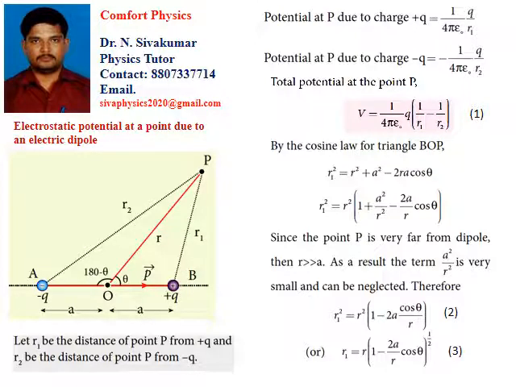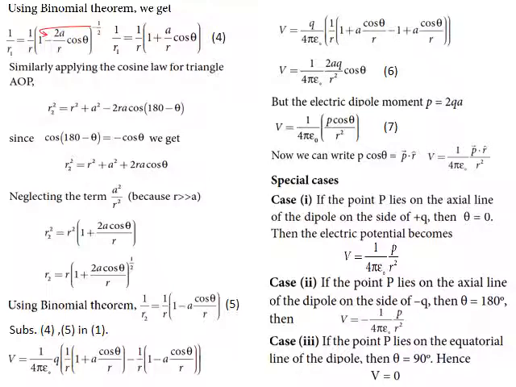Take the square root on both sides of equation number 2. Therefore the above equation becomes R1 is equal to R into 1 minus 2A divided by R cos theta, power 1 by 2. Let us consider this as equation number 3. So now we are going to use the binomial theorem to get the proper form. Here the power will be getting inside. The red mark represents that we are going to bring this power value, minus 1 by 2, inside the bracket.